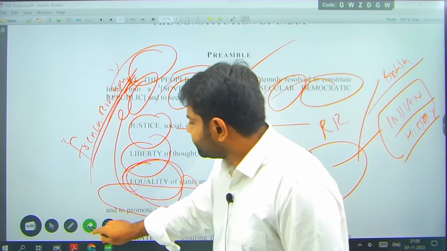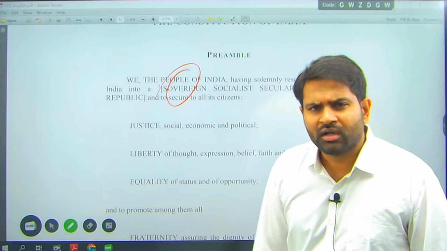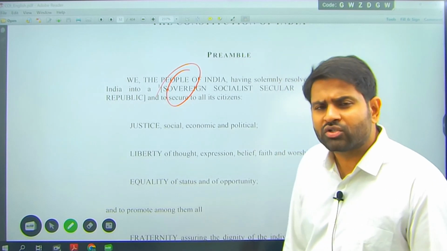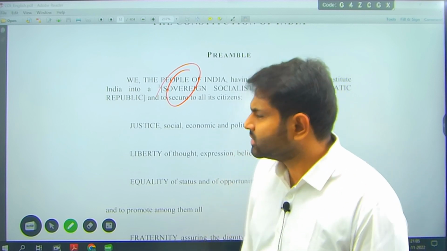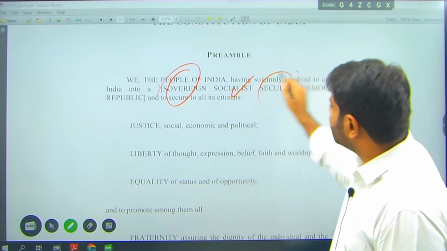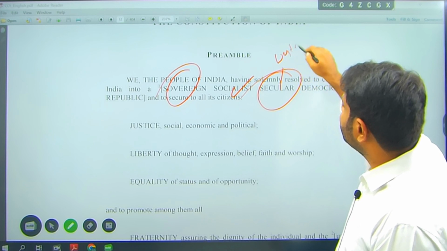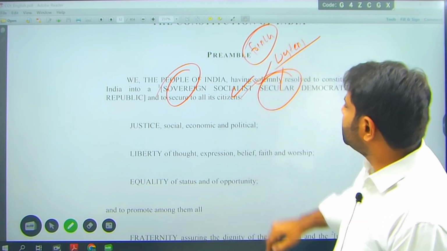Coming back here, again see, sovereign. All the modern states are sovereign states, where the decisions are taken by sovereigns. Who are sovereign in India? In India, people are sovereign. People are giving power to Parliament, which is the legislature, right? Socialist, again you can see socialism, the Russian Revolution. Secular, the Western secularism principle, especially from the French Revolution, we need to see.